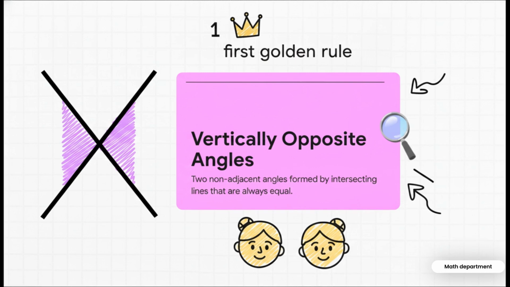What this essentially means is that when two straight lines cross and form an X, the angles directly across from each other, they're identical twins. Technically, they're two non-adjacent angles formed by the intersection of two straight lines. But the absolute most important word to remember here is congruent. They are always equal in measure. If the top angle is 50 degrees, the bottom angle is exactly 50 degrees. It really is that simple.